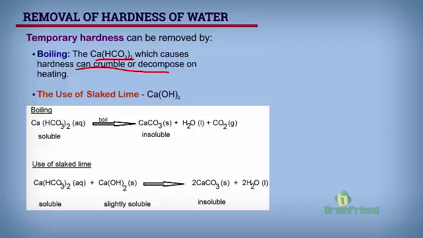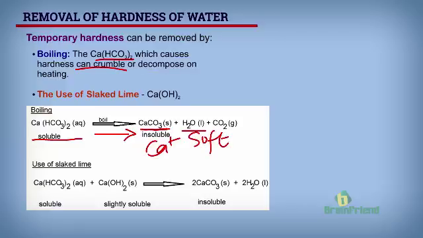For example, you can see this is a soluble calcium hydrogen trioxocarbonate (IV). When the water is boiled, it comes out as calcium trioxocarbonate (IV) with water and carbon dioxide gas as byproduct. So the main thing here is that the calcium ion has been removed from the water. So this water here is what? Soft water. It's no longer hard. So that is one way we can remove temporary hardness.